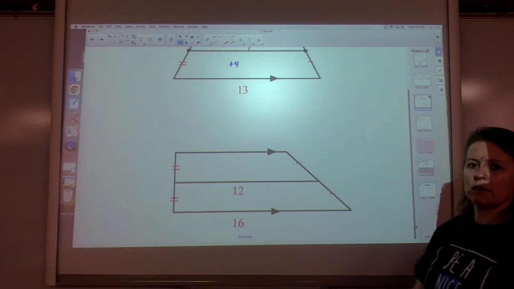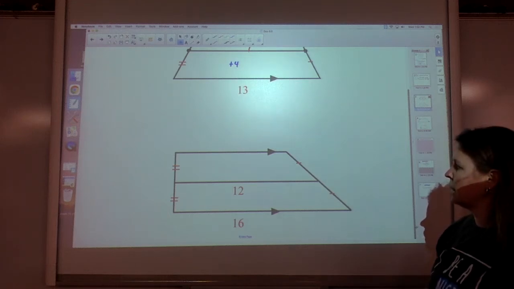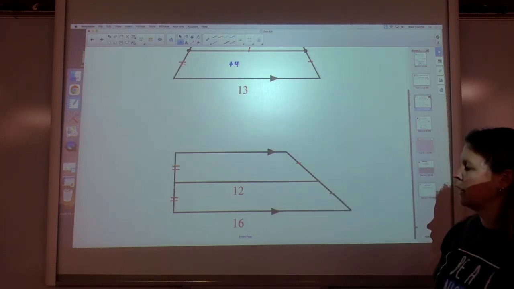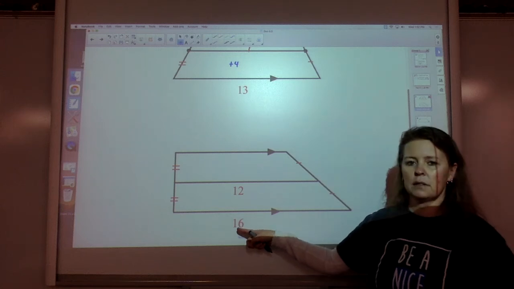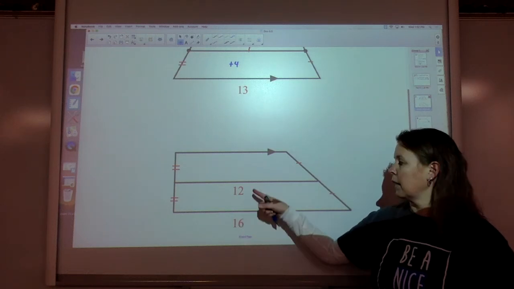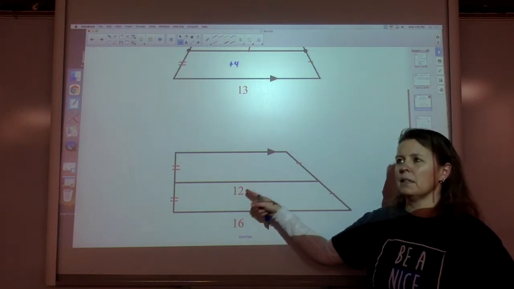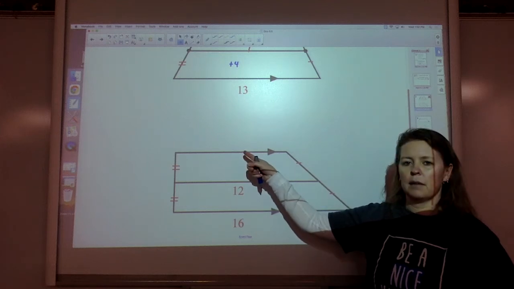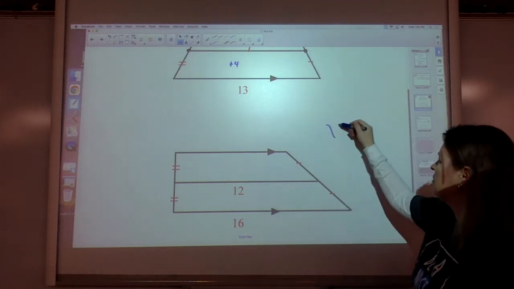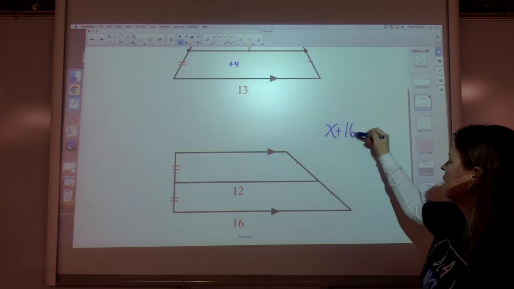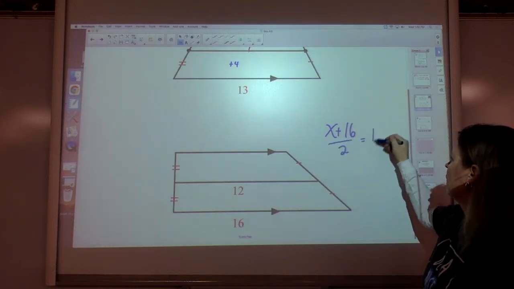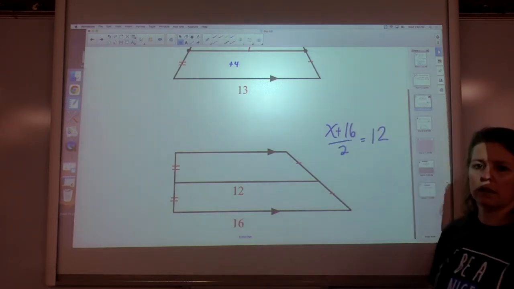A non-isosceles trapezoid, that's okay. It doesn't have to be isosceles. That's still a midsegment. This time, they gave us the base down here. They gave us the midsegment, not the top. They didn't give us the top. So we could set up a pretty, not so complicated, but not so bad mathematical equation, a little algebra.